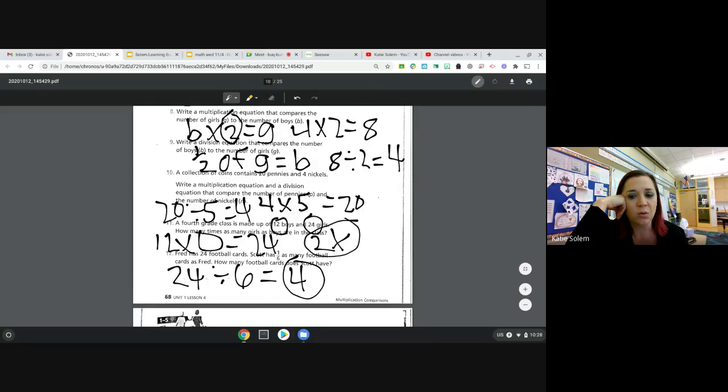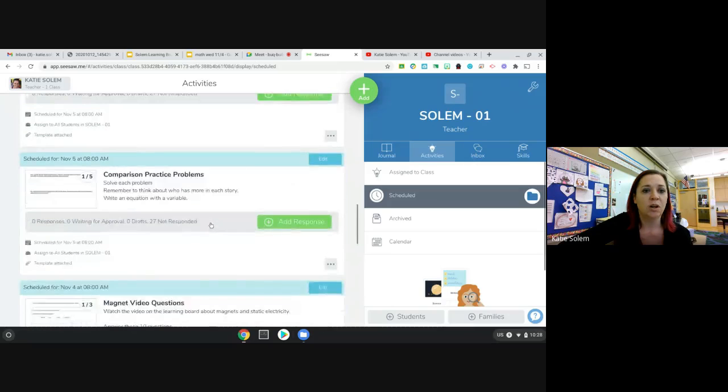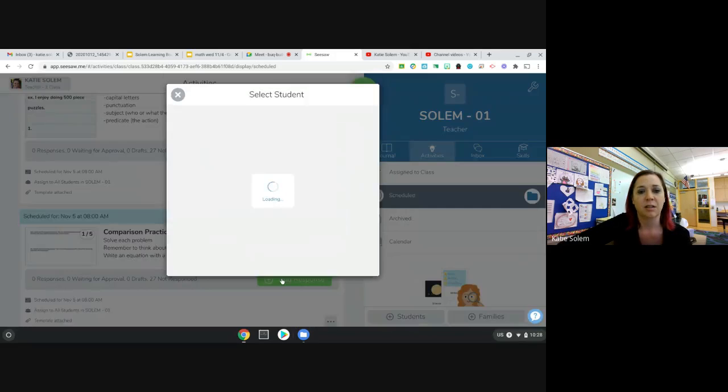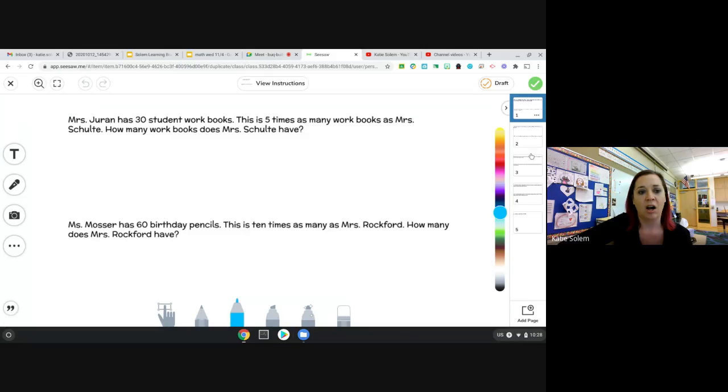I know these are tricky. That's why I wanted to go through some together. What you're going to be doing next on your Seesaw is you are going to find comparison problems practice. You'll add a response, and there are some comparison problems to solve.